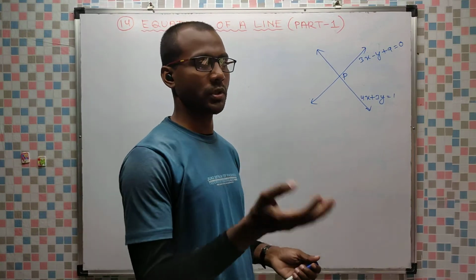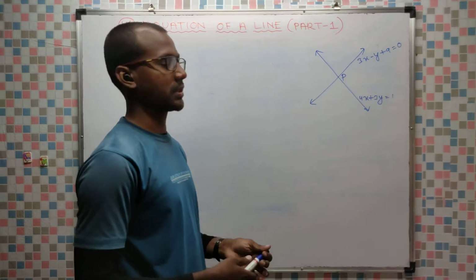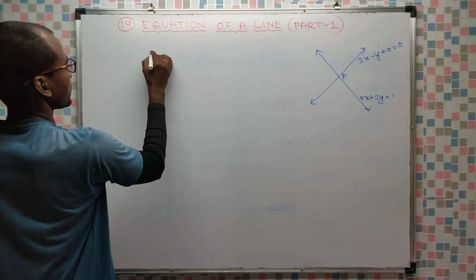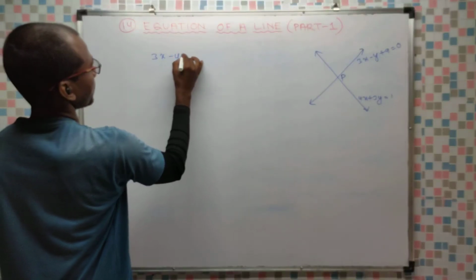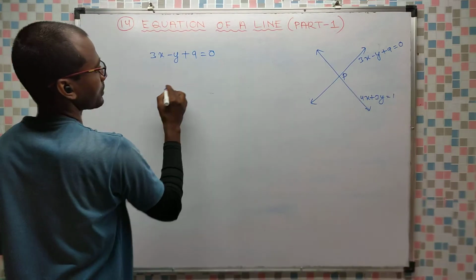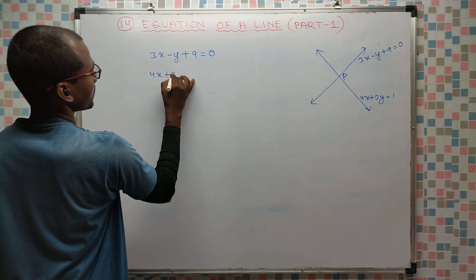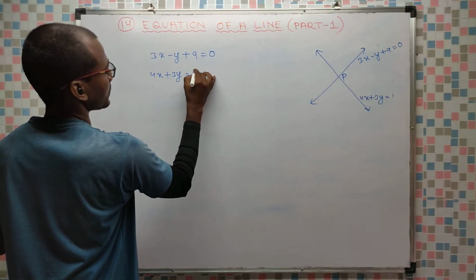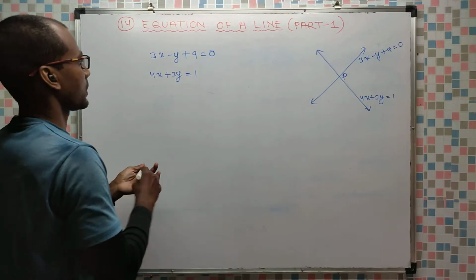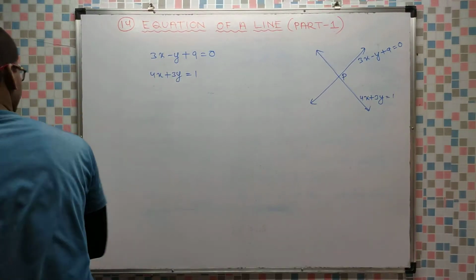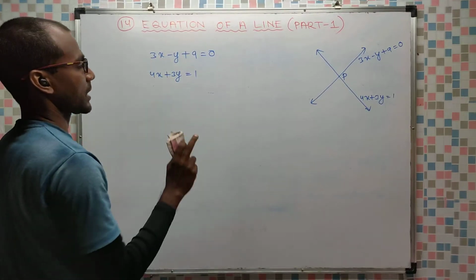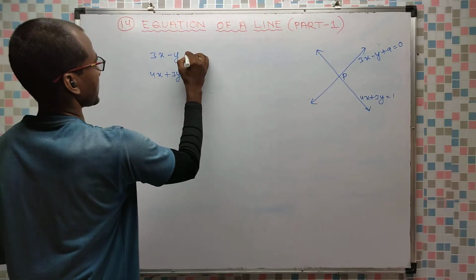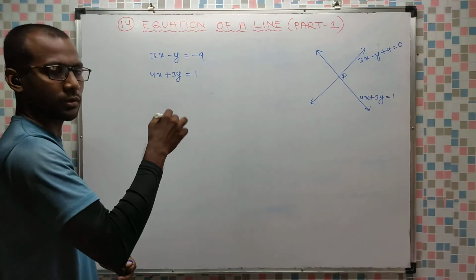You can use any method: substitution method, cross multiplication method, elimination method, whichever method you like. I am using the elimination method. So let us solve. 3x minus y plus 9 is equal to 0, and 4x plus 3y is equal to 1. Here, plus 9 is 0, I can write it as 3x minus y is equal to minus 9. Same thing only, I sent 9 to the right side.